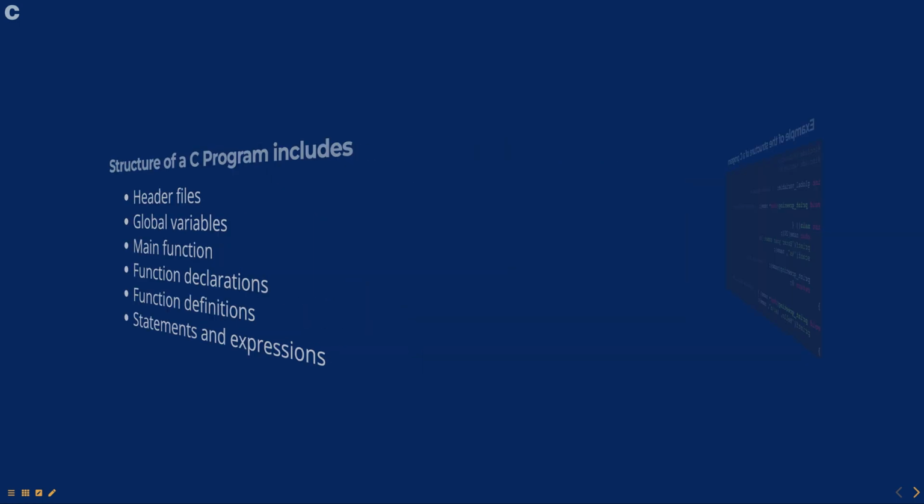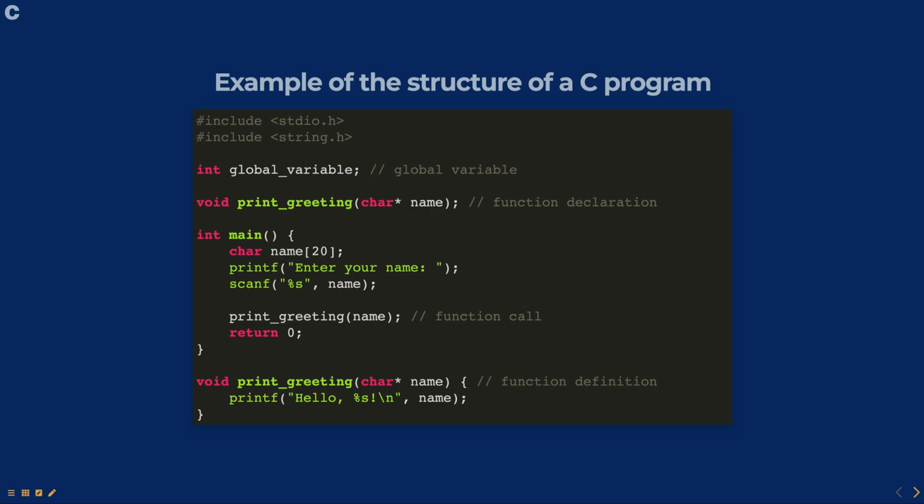And here is an example of the structure of a C program. In this example, the first two lines are preprocessor directives that include the standard input-output library and the string library. The global variable, global_variable, is declared. The print_greeting function is declared with a parameter of the type char*.